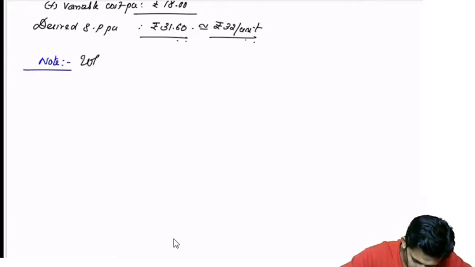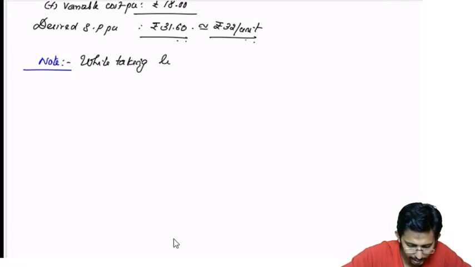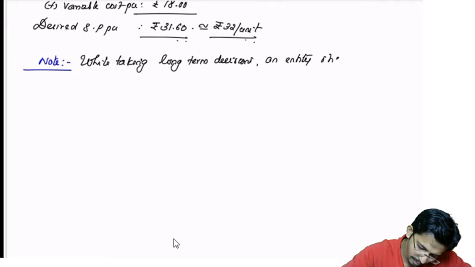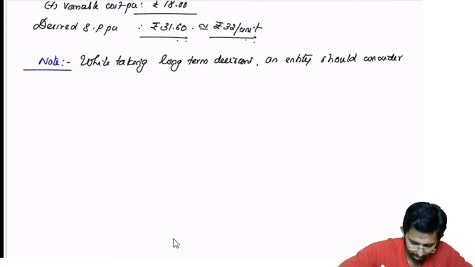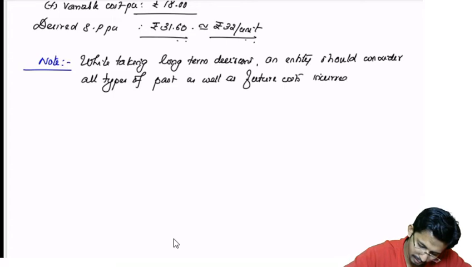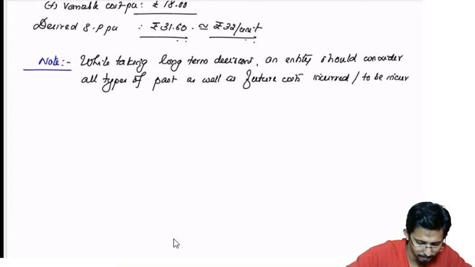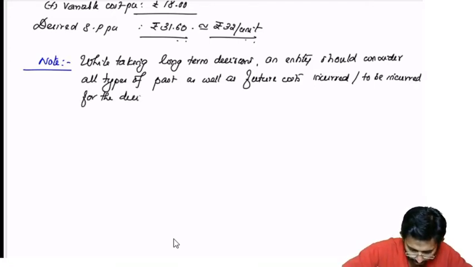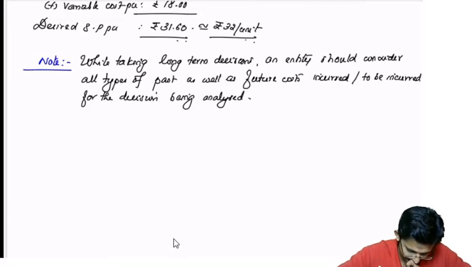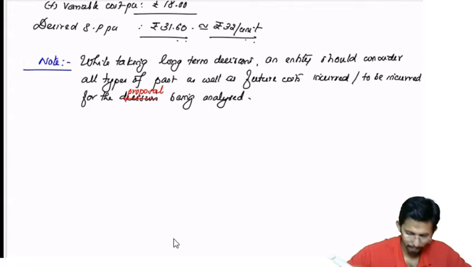While taking long-term decisions, an entity should consider all types of past as well as future cost incurred or to be incurred for the proposal being analyzed.